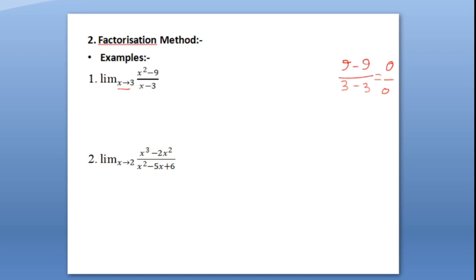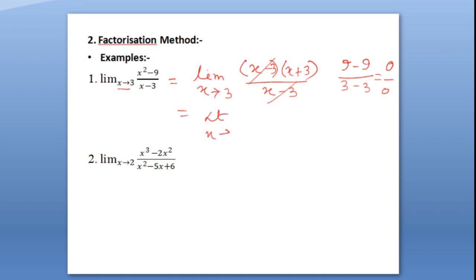Here we can use one technique, that is the factorization method. First we check which term we can factorize. Here x square minus 9 we can factorize in this way: (x minus 3) into (x plus 3) by (x minus 3). These two cancel, and after this only x plus 3 is there. If we put 3 here, 3 plus 3, the answer will be 6.